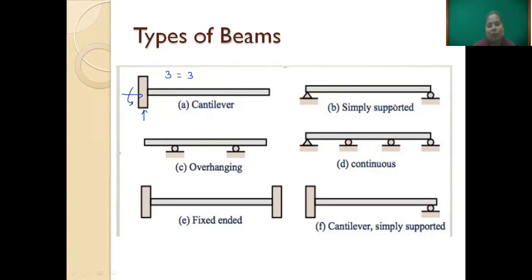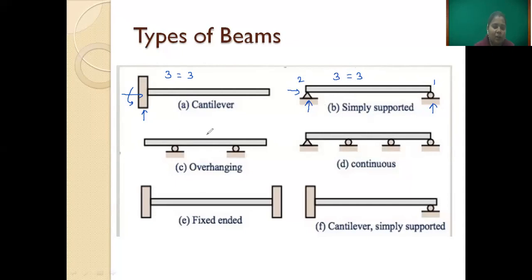Now you tell me, for this simply supported beam, how many unknown reactions and moments are there? 3. So 2 for the hinge support and 1 for the roller support. So here 2 and here 1. So the number of unknown reactions and moments is 3, and the number of static equations is 3. So 3 is equal to 3. So this structure is also statically determinate, or stable structure.